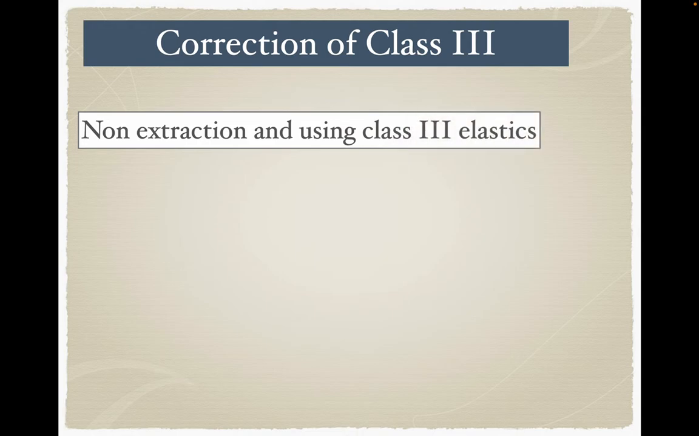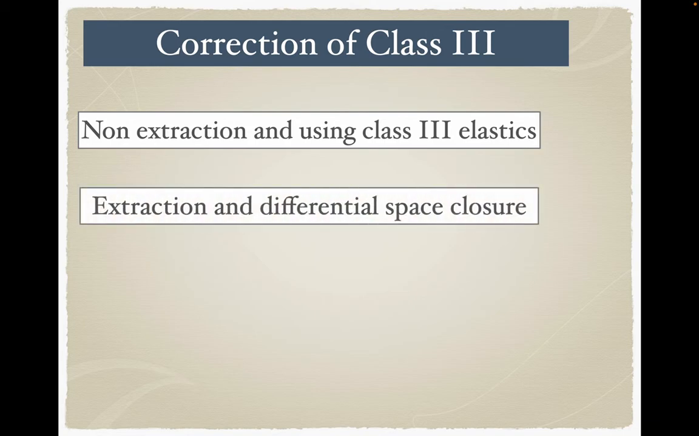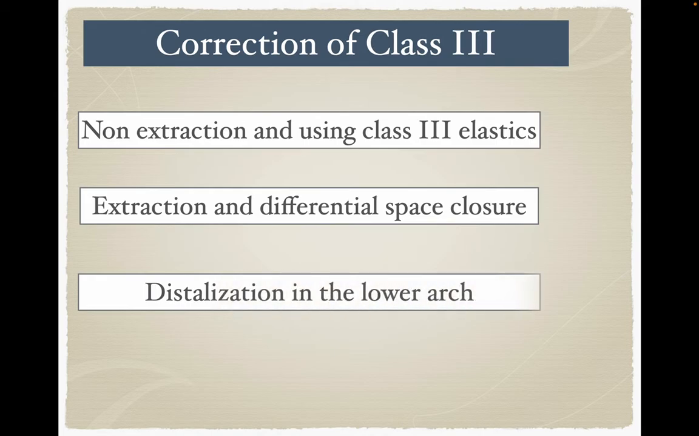So how to correct a class 3? First, non-extraction treatment using class 3 elastics to distalize the lower segment and mesialize the upper segment. It's completely the opposite of what we did in a class 2. Second, extraction with differential space closure. Again, as we said, in a class 2 we go for upper extraction, and if you have to do the lower, we go to the 5. While in class 3 cases, we go to the upper arch extraction, and if we need it, we take lower arch extraction and distalization of the lower teeth.